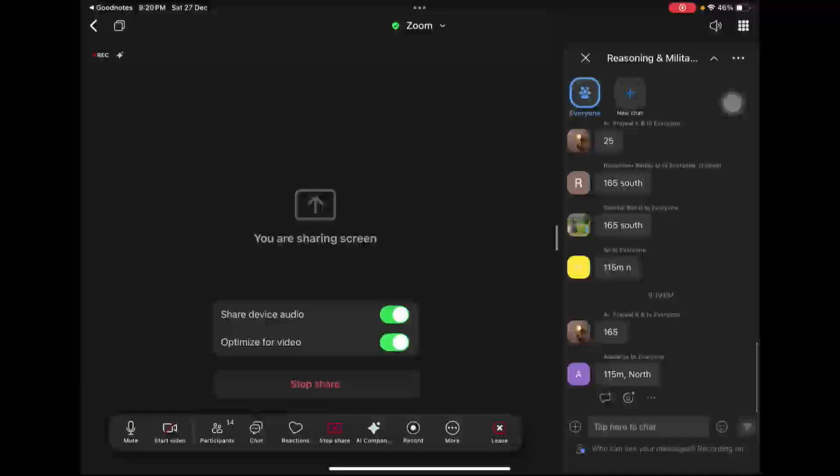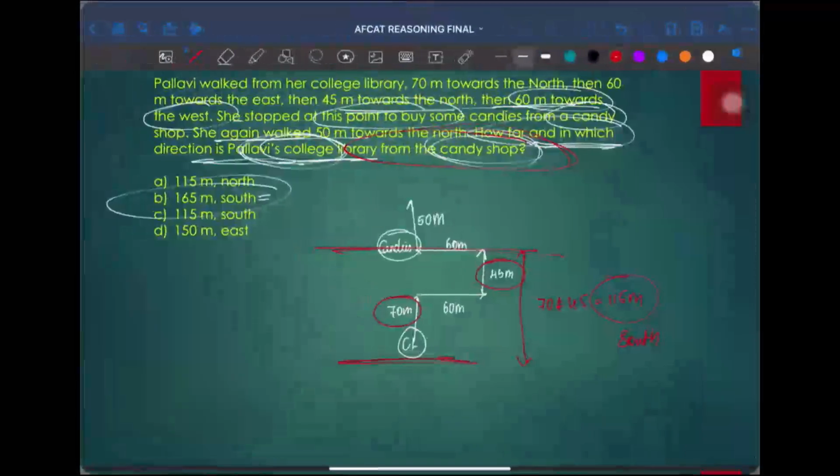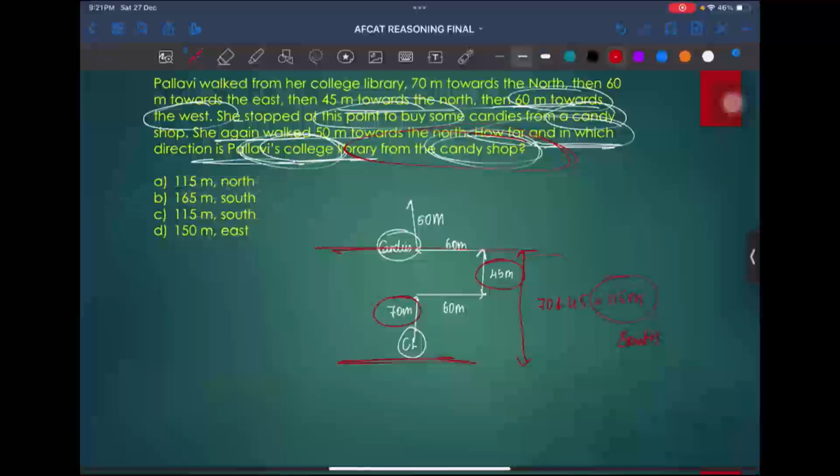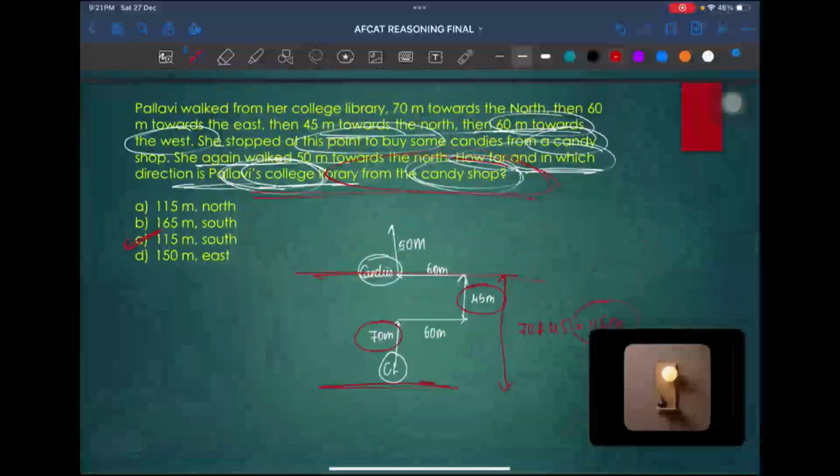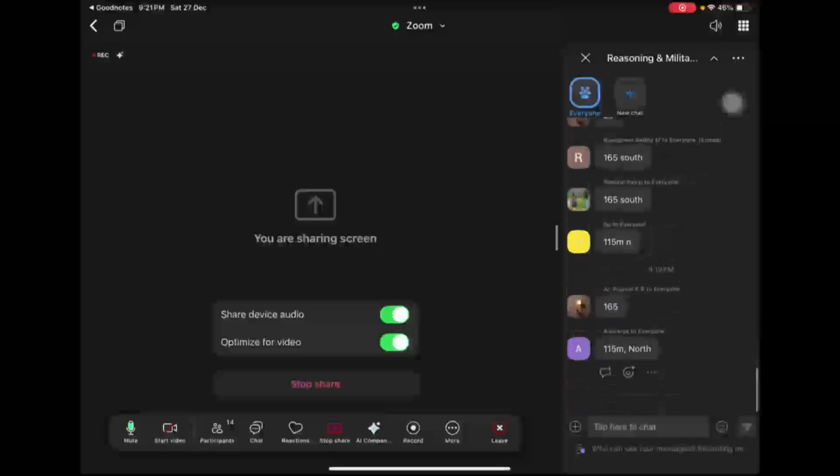But yeah, I guess many of you got it right now, because they're asking the position of the college library from the candy shop. So the answer will be 115 meters towards south. And now I guess you guys understood this question. Now let us move on to the next topic.